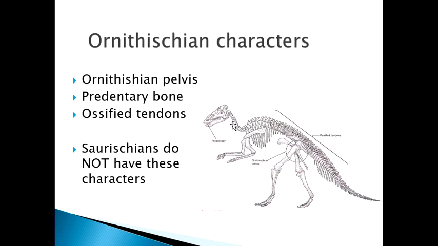They all have it. Also, ossified tendons. Ossified simply means turned into bone. So these are tendons, these normally flexible tissues that have been turned into bone. And here they're shown on this skeleton as this array of little cross-hatched patterns across the vertebrae and part of the hip area. And it's a way to strengthen and firm up and solidify their skeleton to hold more weight. So ornithischians have these things, saurischians do not.